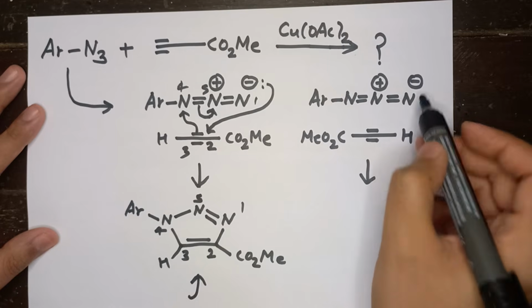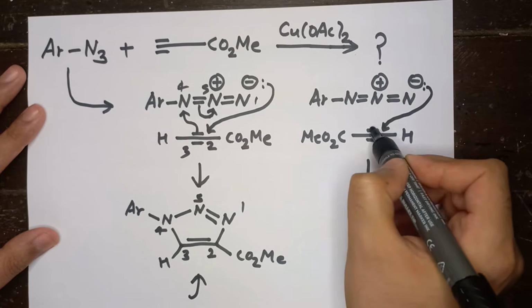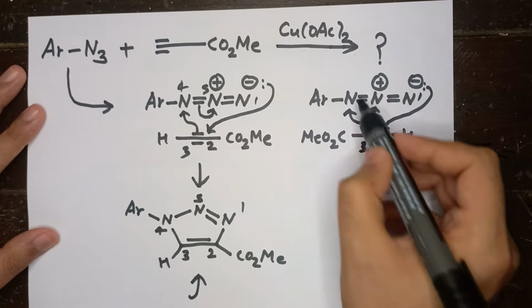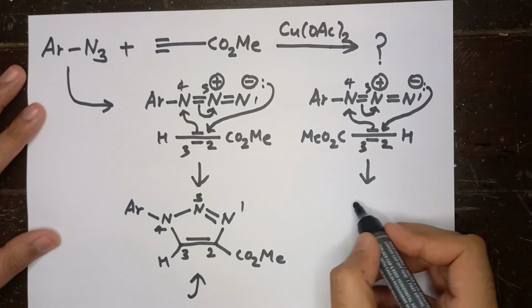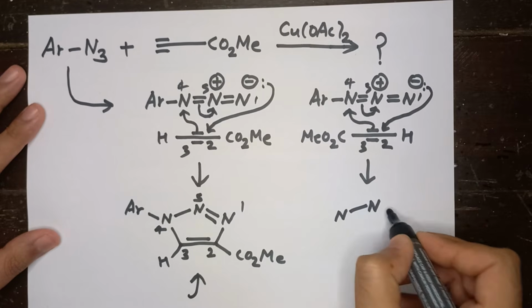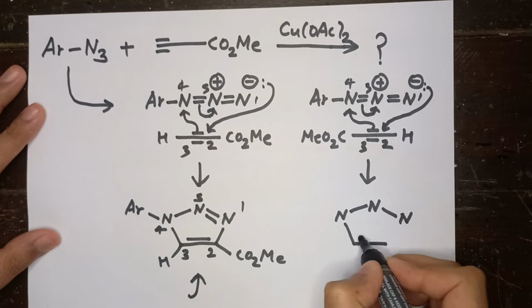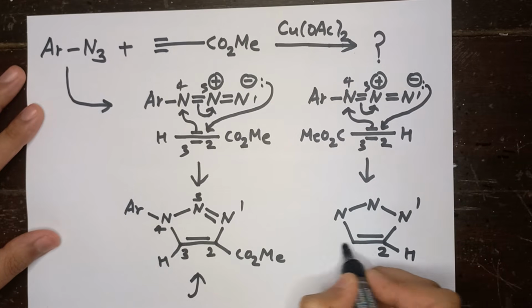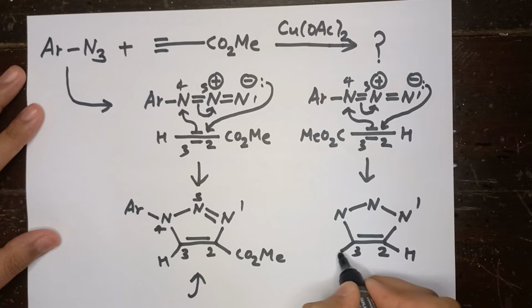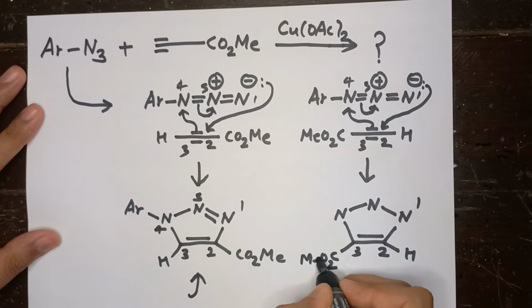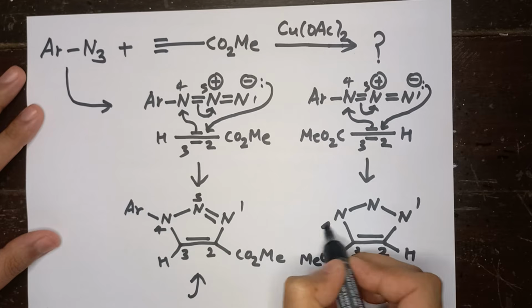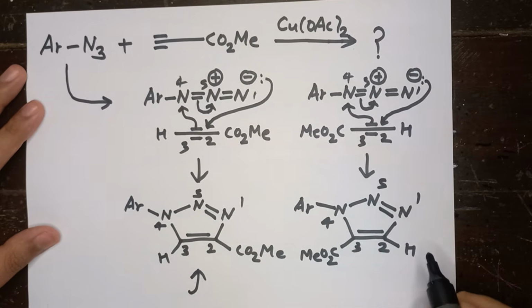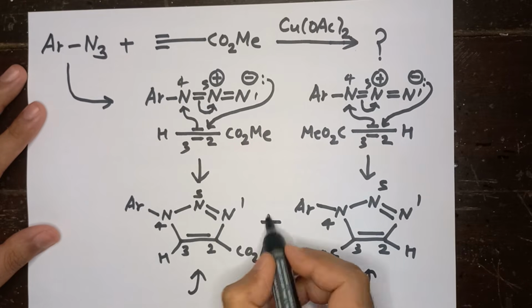And the other product can be, so this nitrogen attacks here, this attacks here, and this gets neutralized. So 1, 2, 3, 4 and 5. So we have here nitrogen number 1, carbon number 2 having hydrogen, 2 is doubly bonded to 3 which has CO2Me, an ester functional group, nitrogen number 4 having Ar, and nitrogen number 5 is doubly bonded to nitrogen number 1. So this is the other product possible.